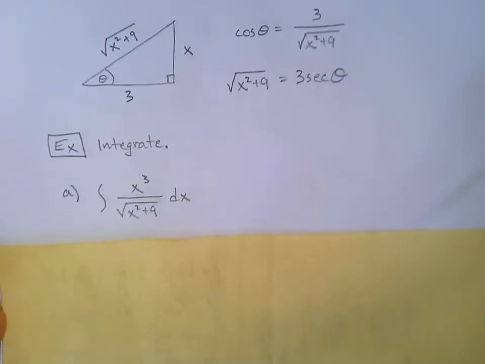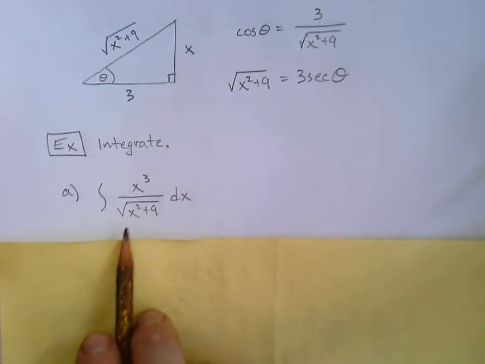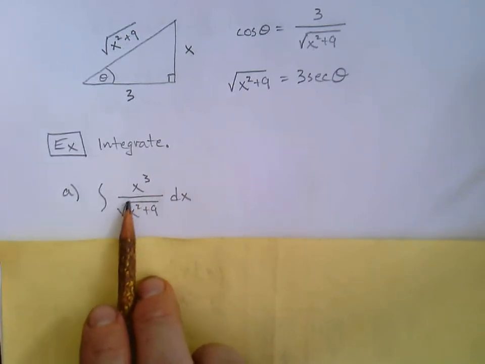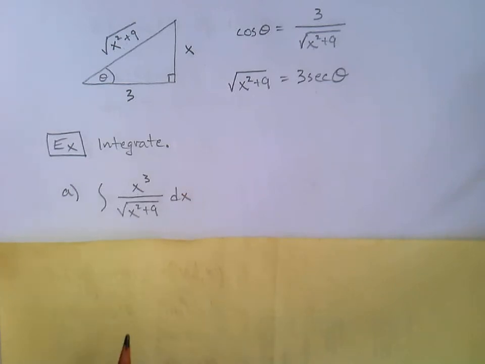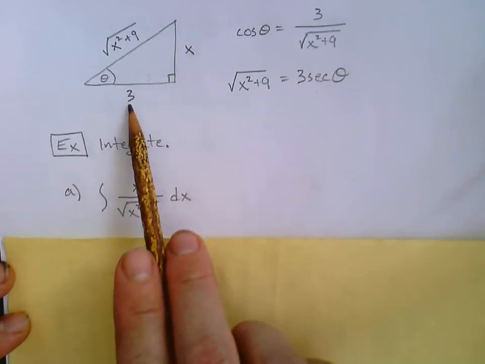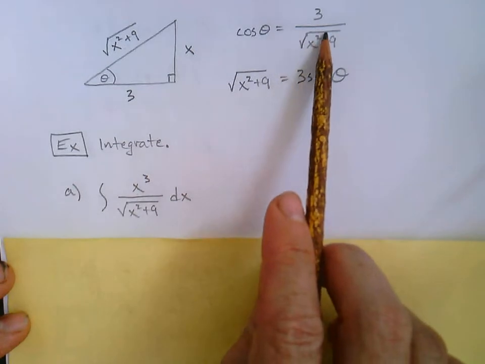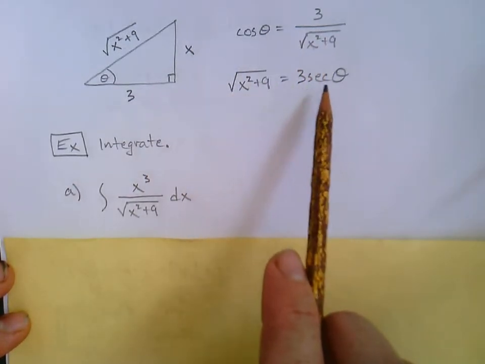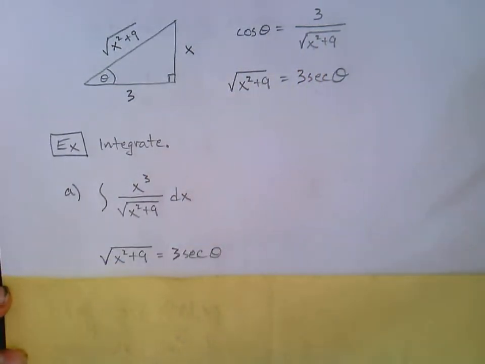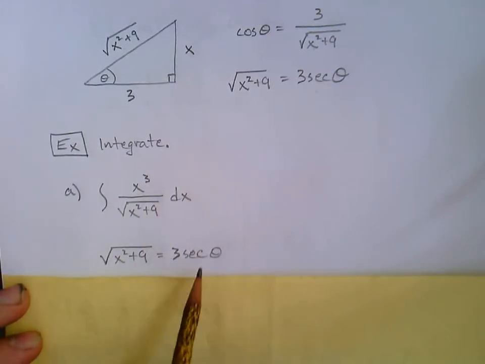The first thing that we would do is say, okay, I need a substitution for my square root x squared plus 9. So I would draw this triangle, and I would start to label the sides just like we did. And I'd realize its cosine theta is 3 over the square root. So that, when I move things around, is 3 secant theta. And I just wrote that underneath here again. So my denominator, in a moment, I will be able to replace with this.